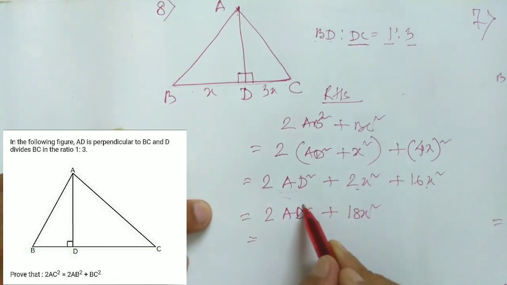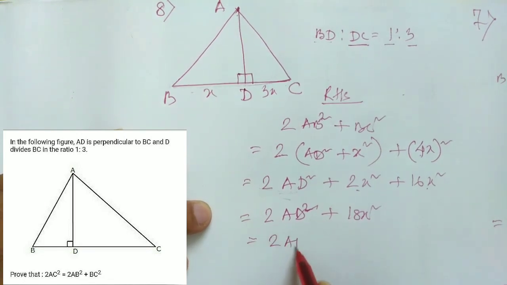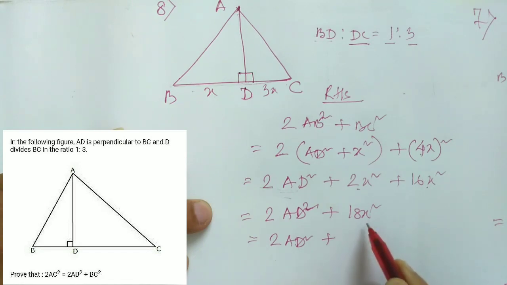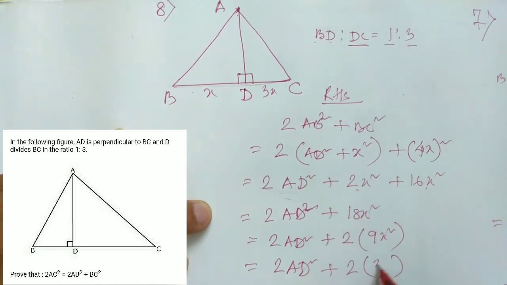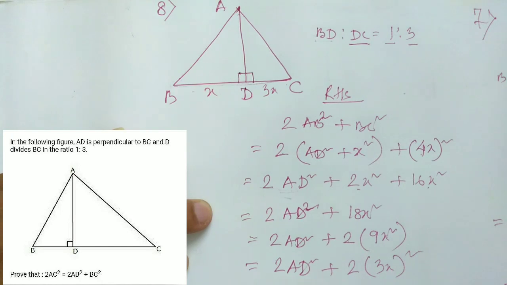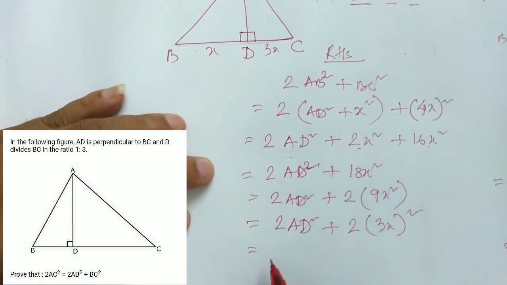Any doubt? I hope you don't have any doubt on this step. Now 2AD square plus, instead of 18X square, I can write 2 into 9X square. Yes, because 9X square into 2 is 18X square. Yes, simple. Now 2AD square plus 2 into 9X square, instead of 9X square, I can write 3X whole square. Fine, because 3X whole square means 3 square is 9X square. So you can see now 2AD square plus 2 into 3X.